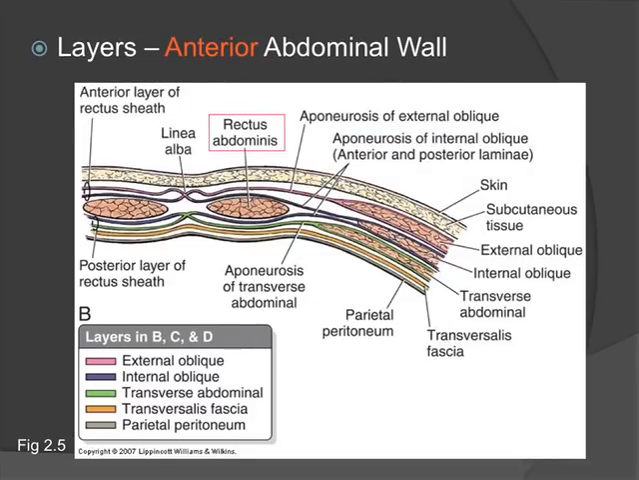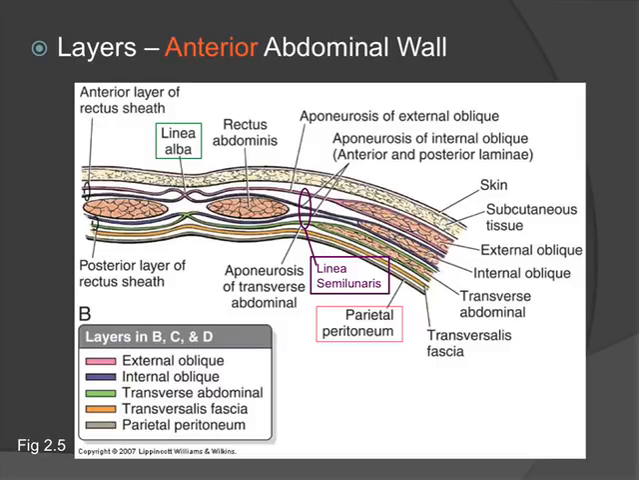Now, underneath the anterior layer of the rectus sheath is the rectus abdominis muscle. And then behind the rectus abdominis is the posterior layer of the rectus sheath, which is formed by the aponeurosis, the posterior component of the internal oblique fascia in purple, which is joining with the aponeurosis of the transverse abdominal muscle in green, and that forms the posterior rectus sheath. Underneath the posterior rectus sheath is the transversalis fascia in yellow, and then the deepest layer is the parietal peritoneum.